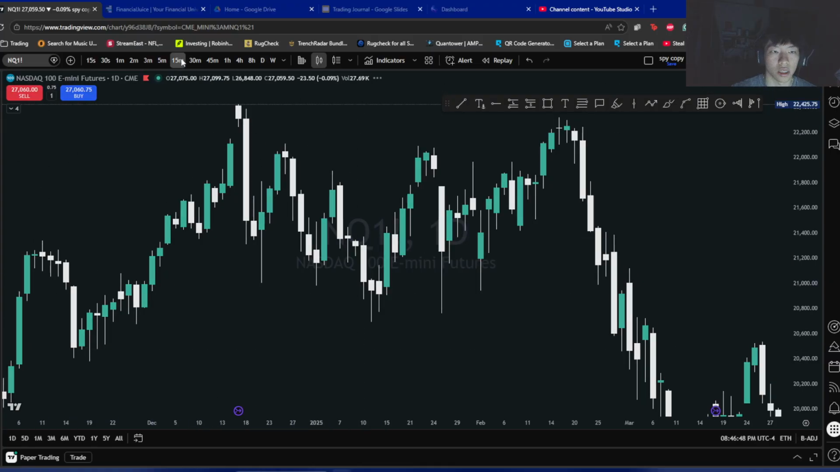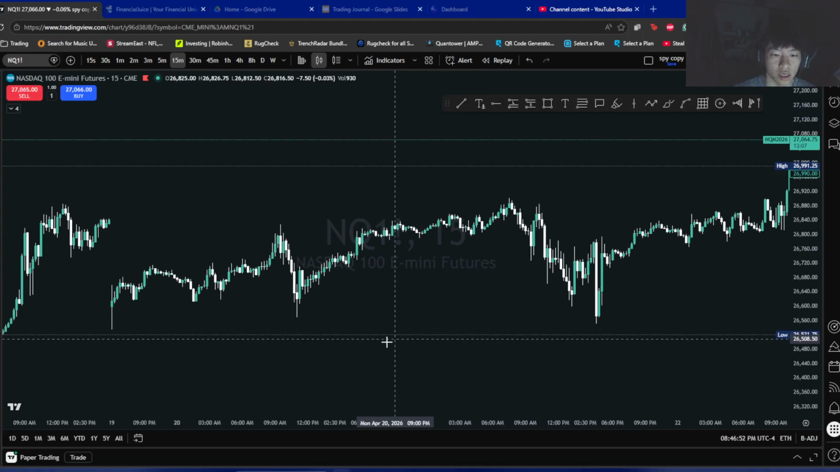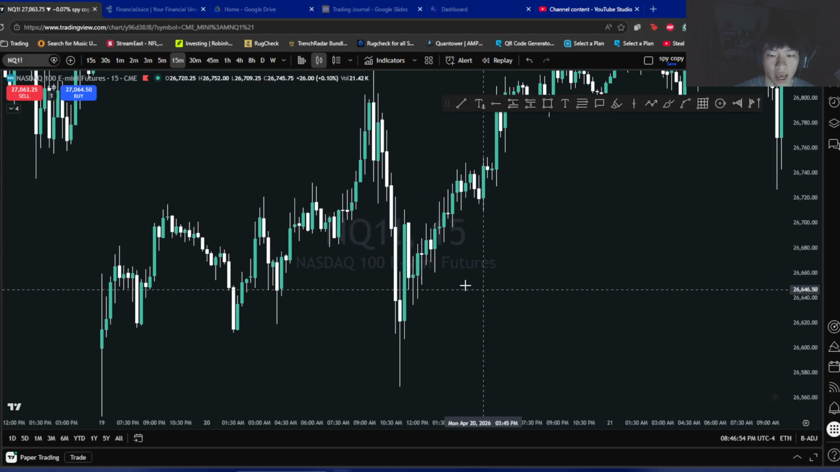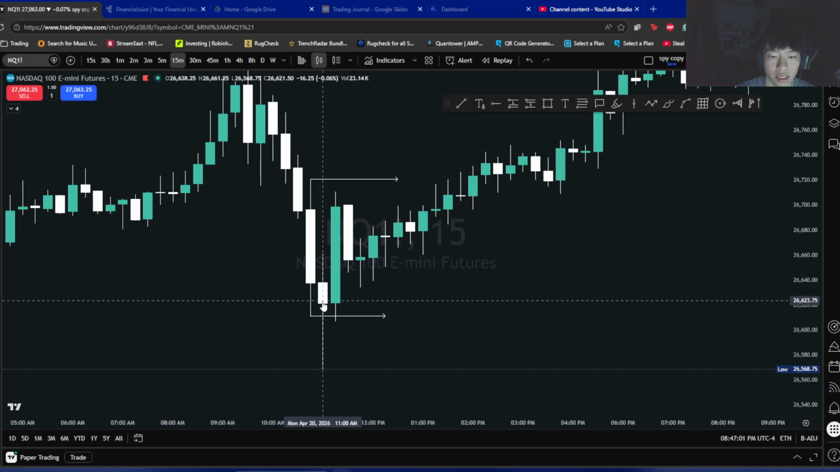Now let's take a look at the 15-minute. On the 15-minute, you can still see CRTs happening. Let's take a look at this example. We have this high and this low. We see that price takes out this low, comes back in, and we close in between this candle.